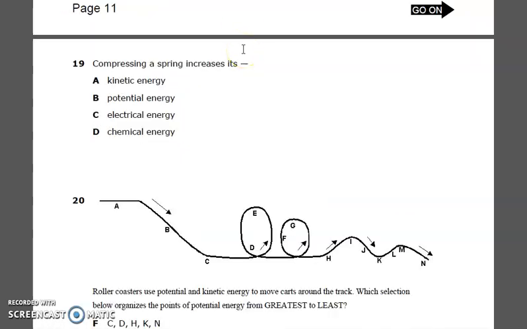Number 19. Compressing a spring increases its A. Kinetic energy, B. Potential energy, C. Electrical energy, or D. Chemical energy.